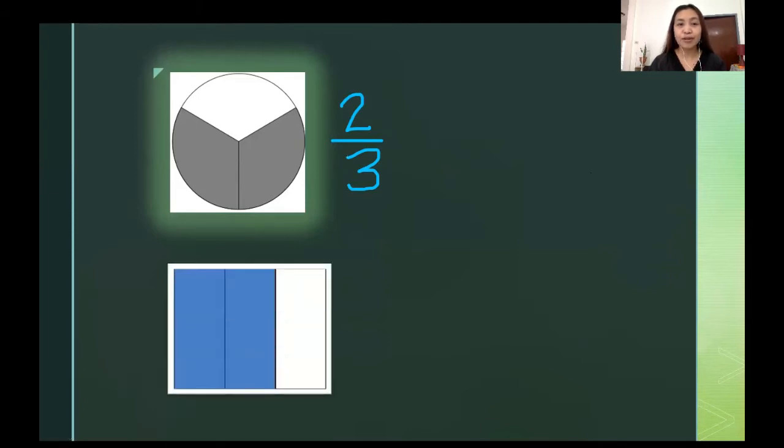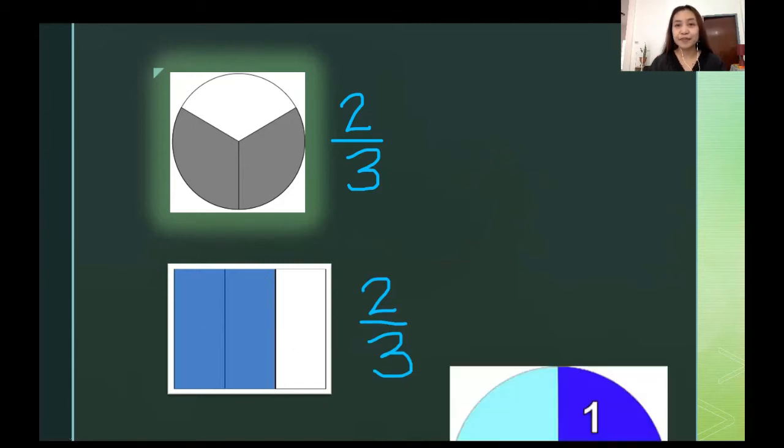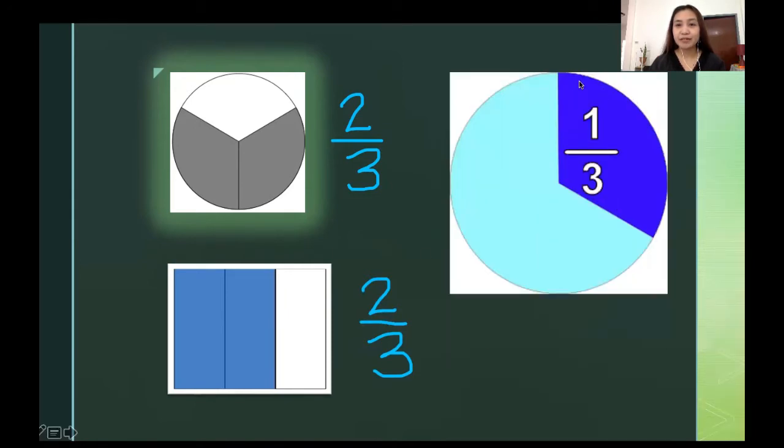Okay? What about this? Okay, it is also divided into 3. Then the shaded part, the blue part, is 2/3 also. Okay, because there are 1, 2 parts of the 3 parts of a whole. All right? Okay? And this shaded part here, the blue one, is 1/3 of the whole. Do you agree? Yes, very good.